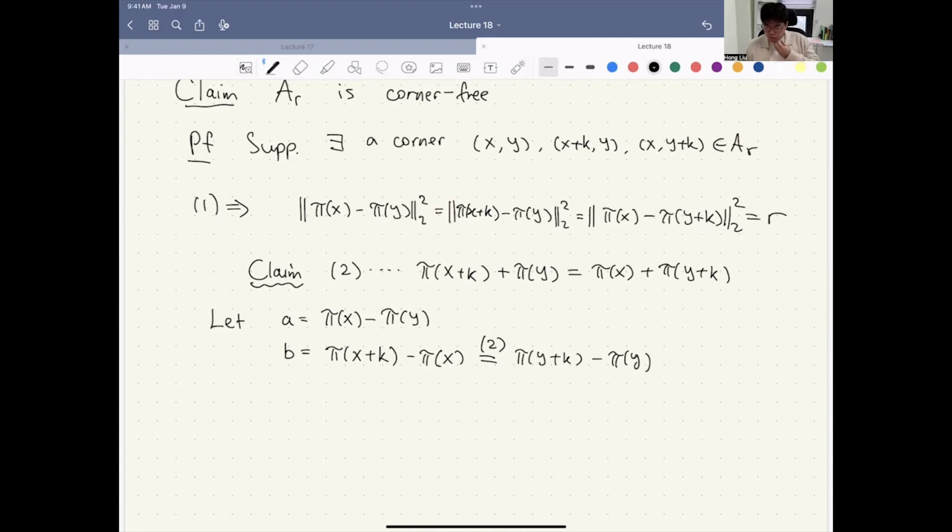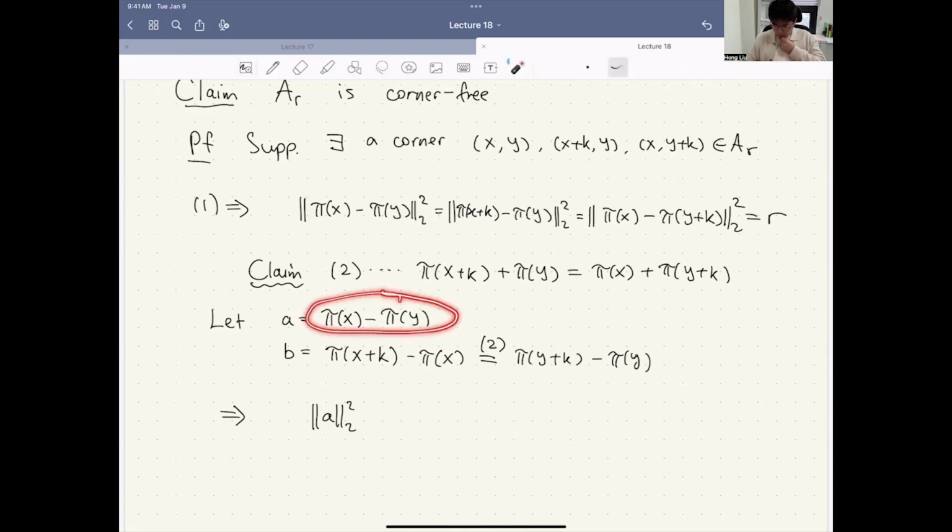The norm of, so here we get the norm of A squared is R, right? Equals R. And what is A plus B? A plus B is this minus this, X plus K minus Y, the vector. So A plus B also has norm R.